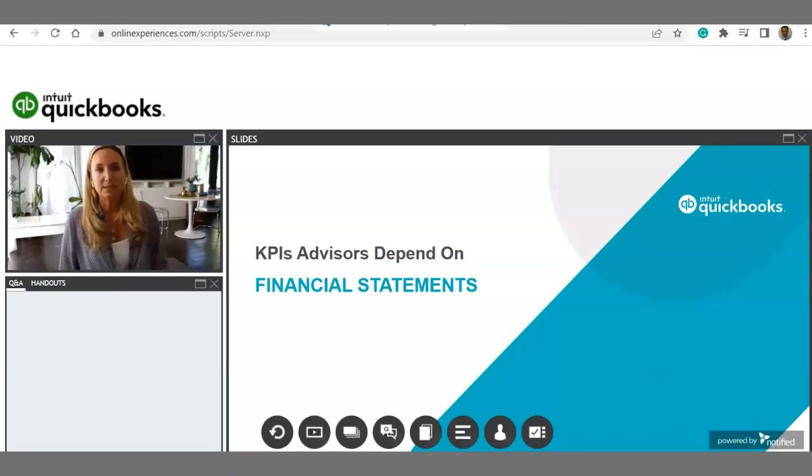Now, the role of the advisor requires that you understand how to read financial statements. So this next section, we're going to start taking a look at that. We have a broad sense now of what KPIs are and how they're going to be used and how valuable they are. So let's take a look at starting to work with them.